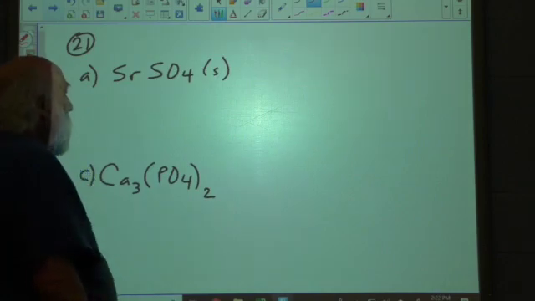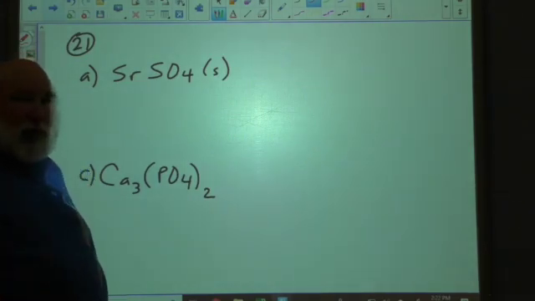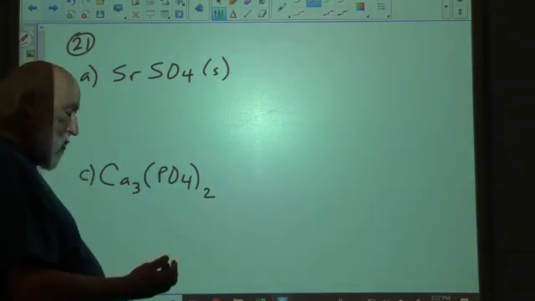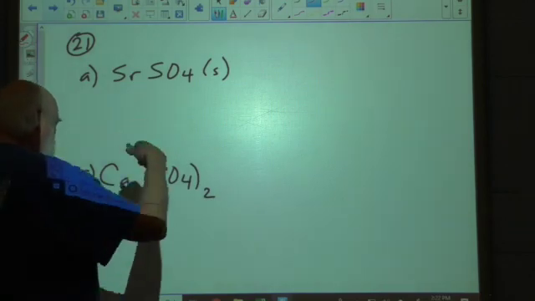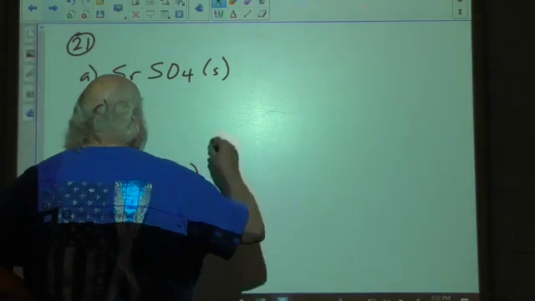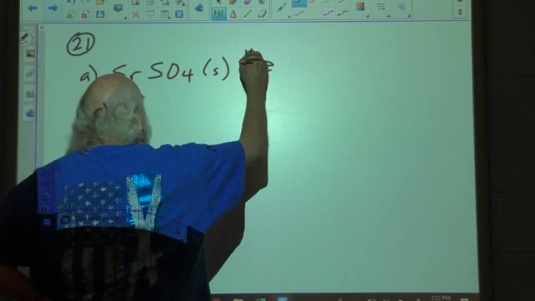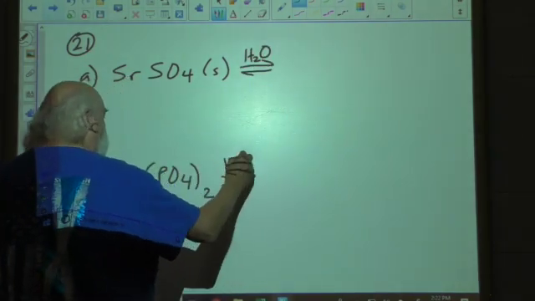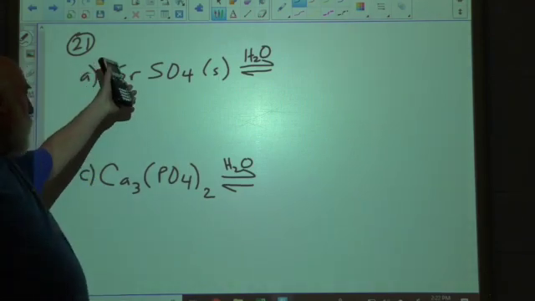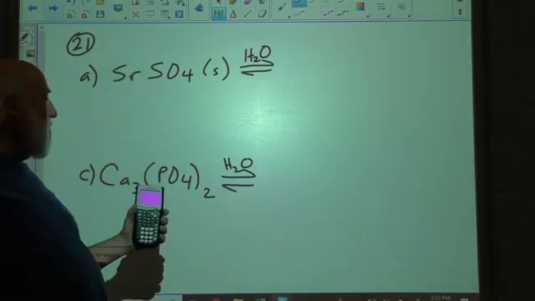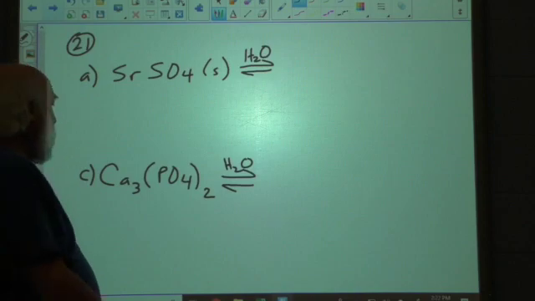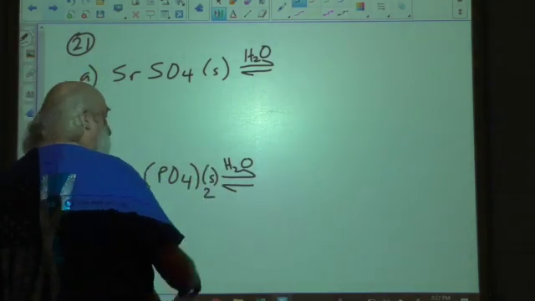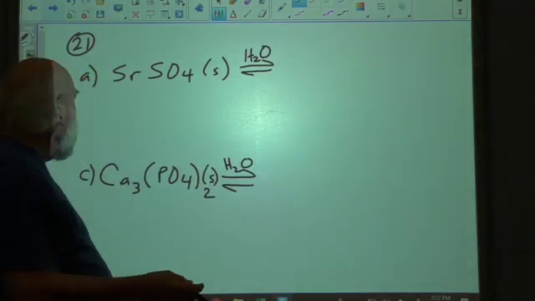Okay. We're asked to write the Ksp expressions for this. Okay, so we do the dissolving thing. These are both insoluble salts. So these are both double arrow reactions. So strontium sulfate, calcium phosphate, both insoluble in water. Put the solid there. A little bit will dissolve. And how will it dissolve?